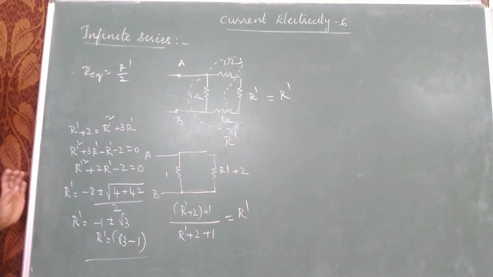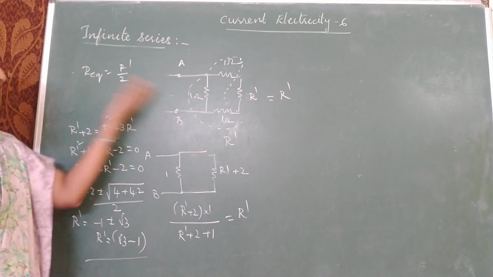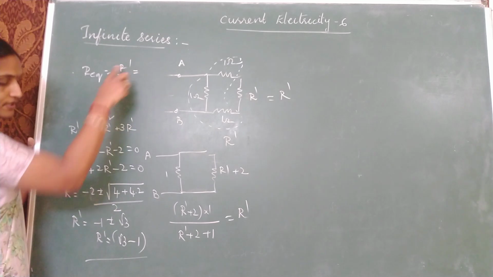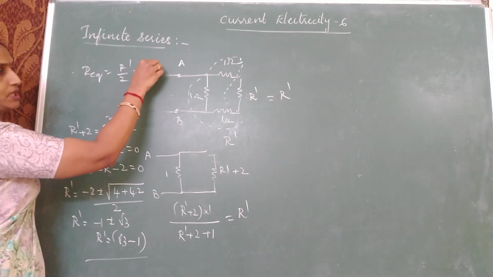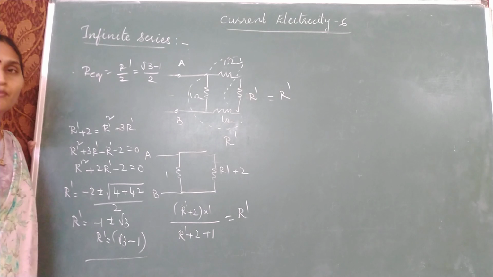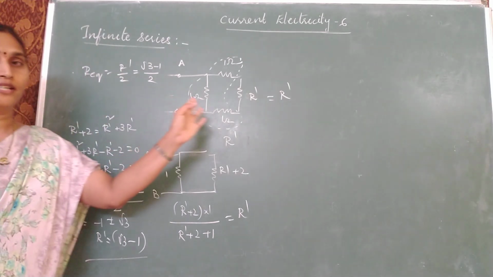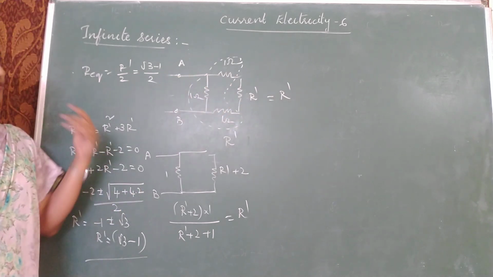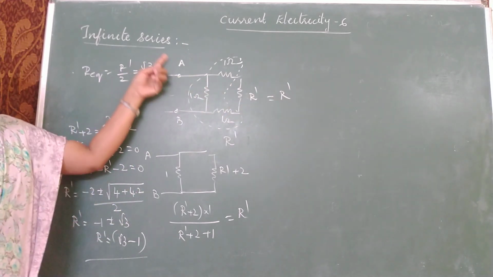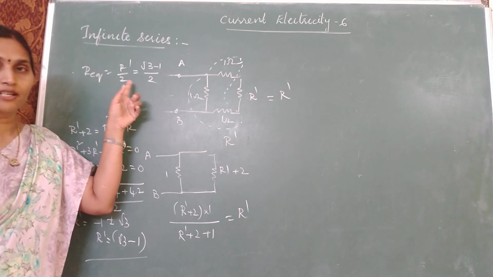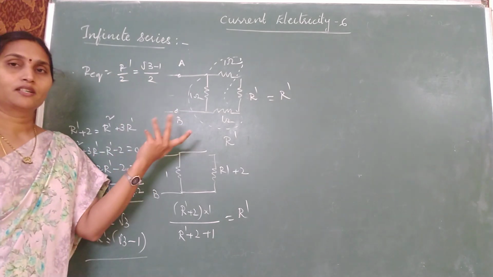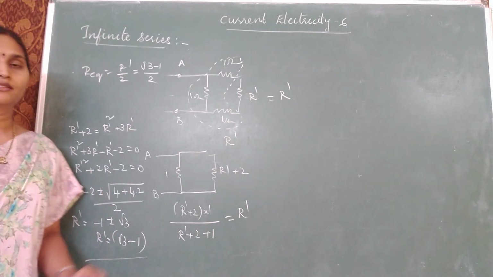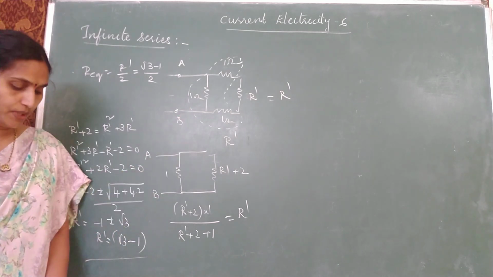Once you get this R dash, this is tending to infinity. We had another branch tending to infinity. So what should be your answer for equivalent resistance? Half of this, that is root 3 minus 1 divided by 2. If two ends are tending to infinity, you can evaluate for the first half. First half and second half are in parallel combination. So your answer comes out to be root 3 minus 1 divided by 2 for this network. If the question changes, you solve it according to the values. So this is the second case of infinite series combination.